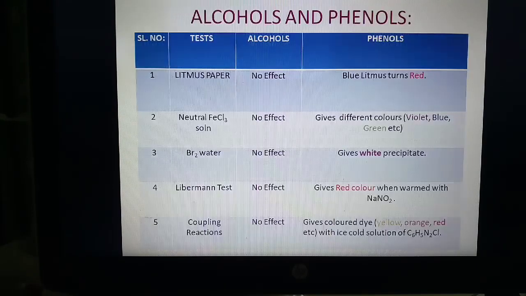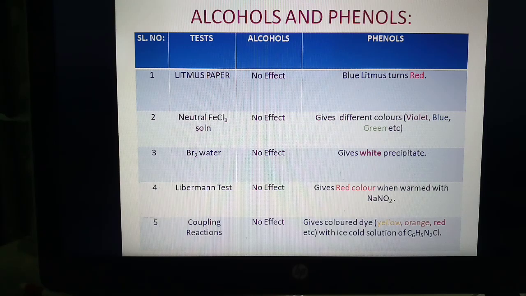I have something more to say: the difference between alcohols and phenol. Before I go to the board and illustrate more on the chemical properties, I would ask the students to go through the difference between alcohols and phenol. The first point is about litmus paper. With blue litmus, alcohols show no effect, but phenols turn the blue litmus red. Now the second one, neutral ferric chloride solution.